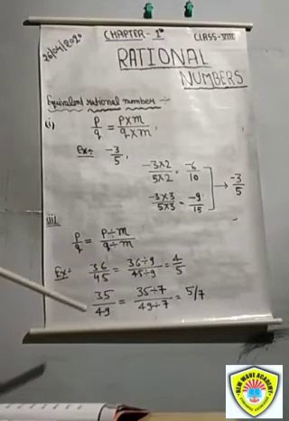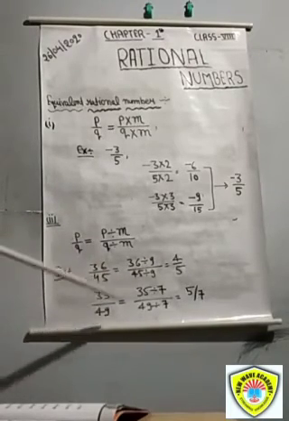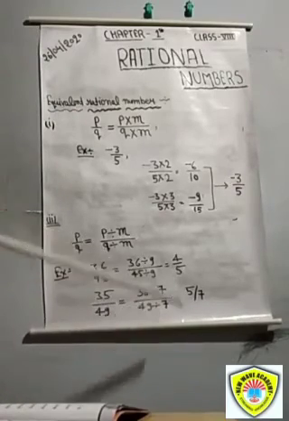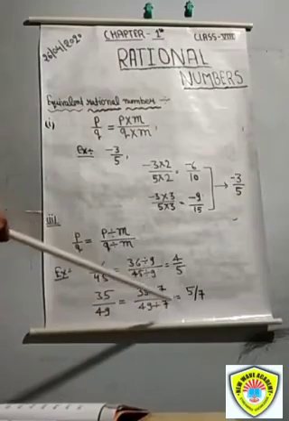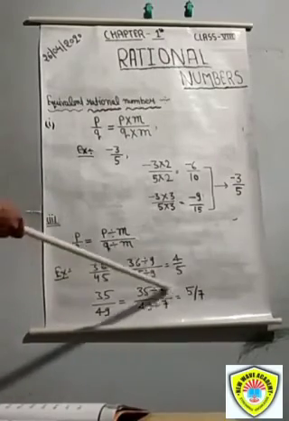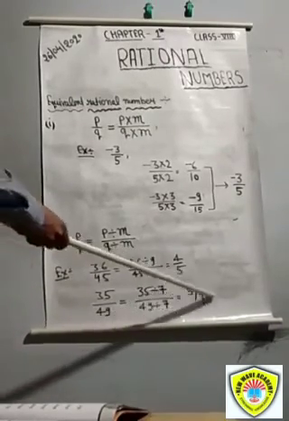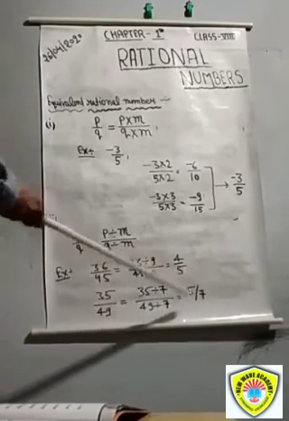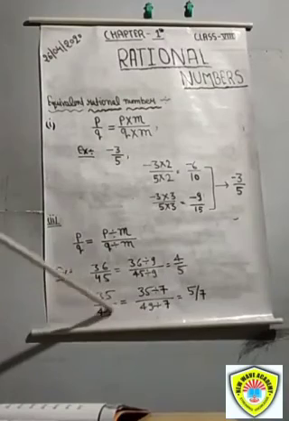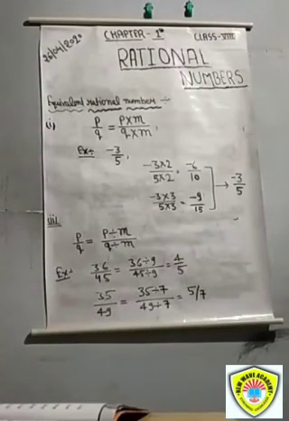Second example, 35 upon 49. 35 divided by 7, 49 divided by 7. Then we get 5 upon 7. 5 upon 7 is equivalent to 35 upon 49.